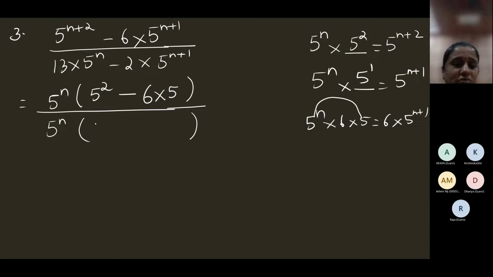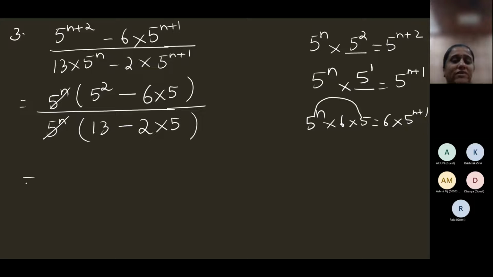Now in the denominator. So what will be the first term in the denominator? 13, ma'am. Minus, we have to write 2. You understand? We have to write 2 into what? 5, ma'am. 5 into 5. Very good. Now 5 to the power n in the numerator and denominator gets cancelled. That's why we take the same thing common in the numerator and denominator.